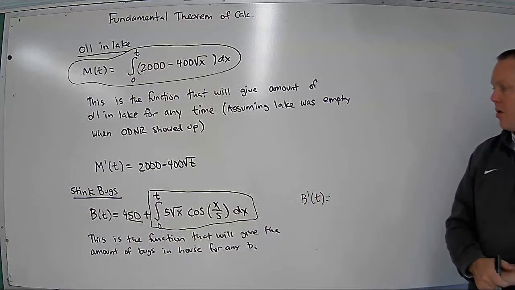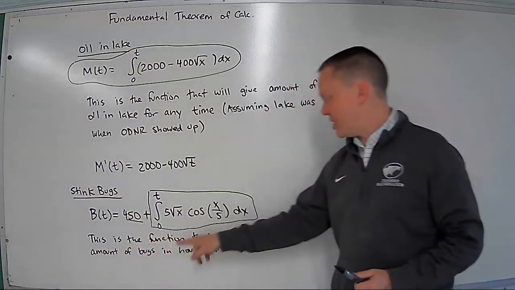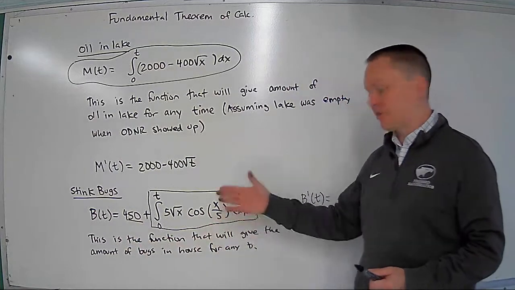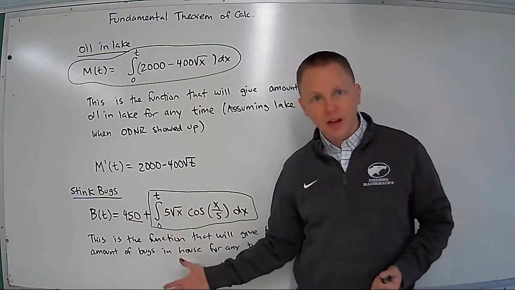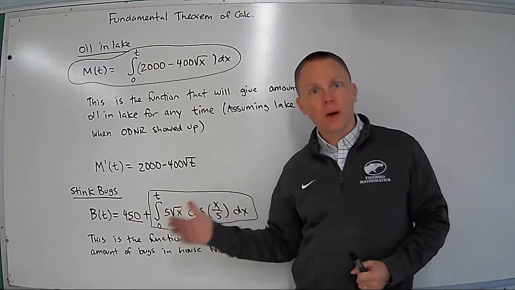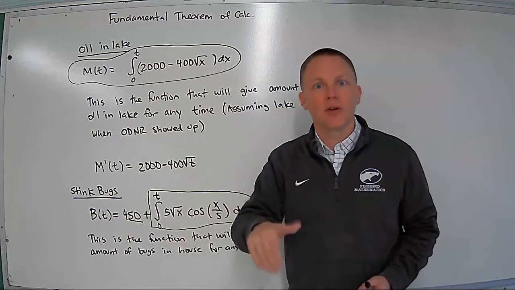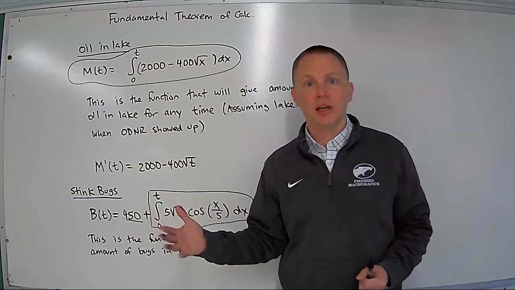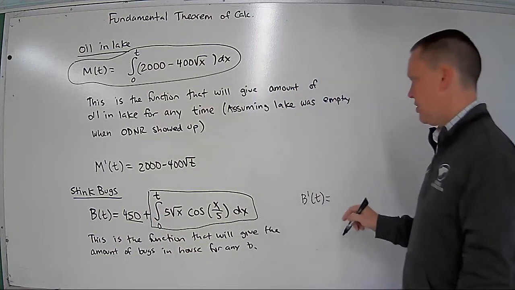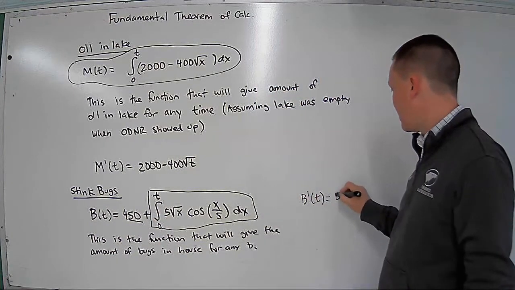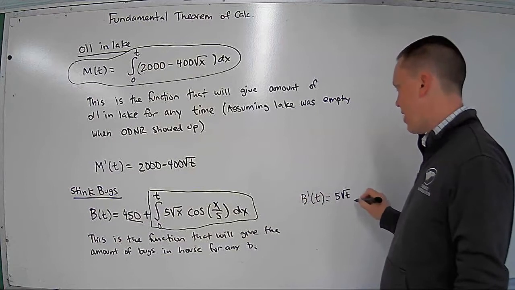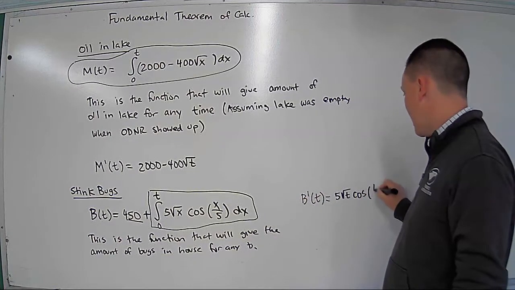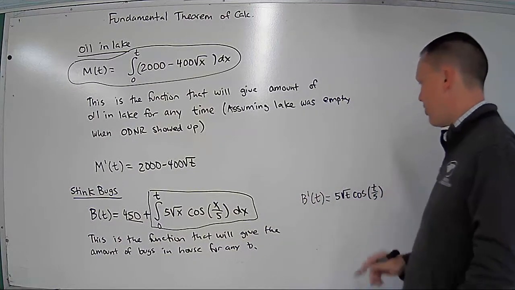Well, if that function represents the amount of bugs in the house for any time t, the derivative of that function would represent the rate of change of the number of bugs in the house at any time t. And you know that. The derivative of that function is 5 radical t cosine of t over 5.